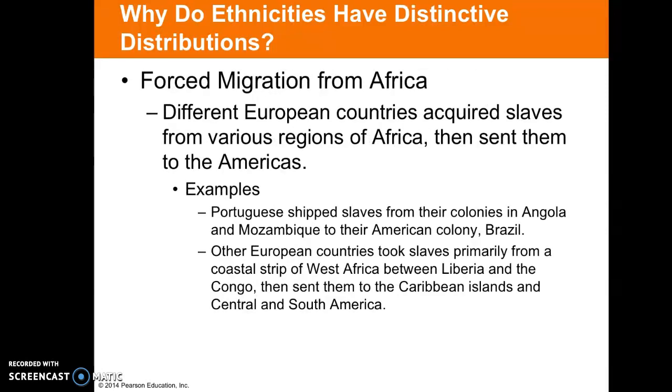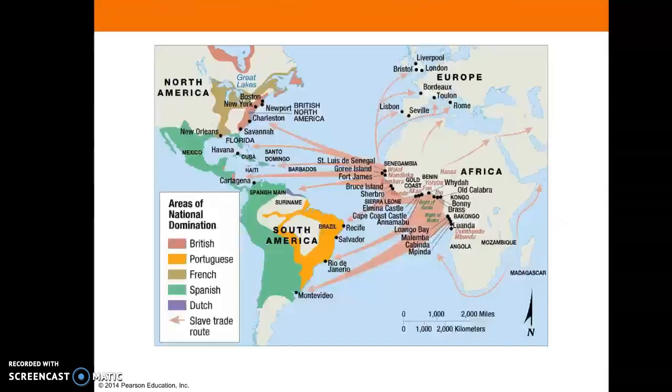So when we talk about forced migration from Africa, we know that European countries acquired slaves from various regions of Africa and then sent them to the Americas. So the Portuguese would ship slaves from their colonies in Angola and Mozambique to the colony in Brazil. Other European countries would have taken slaves from the coastal strip of West Africa between Liberia and the Congo. And they would have sent them from there to the Caribbean islands and to Central and South America. And so you can still trace that pattern today.